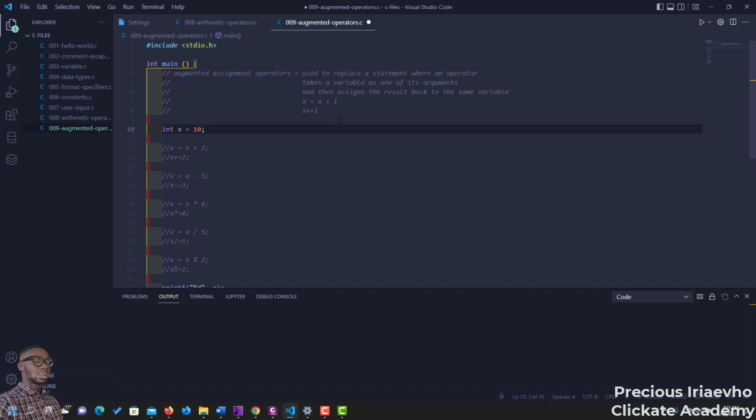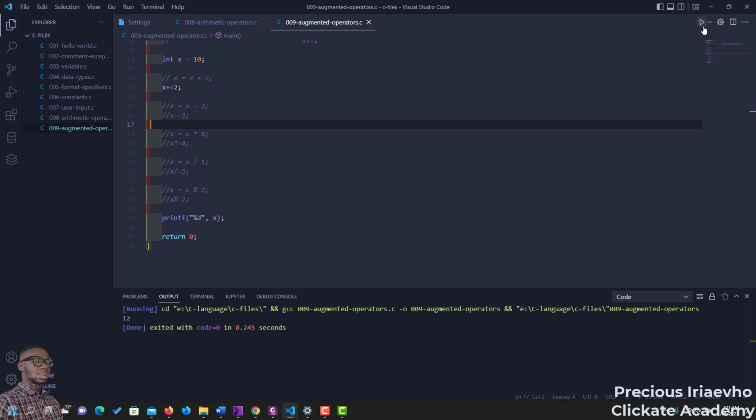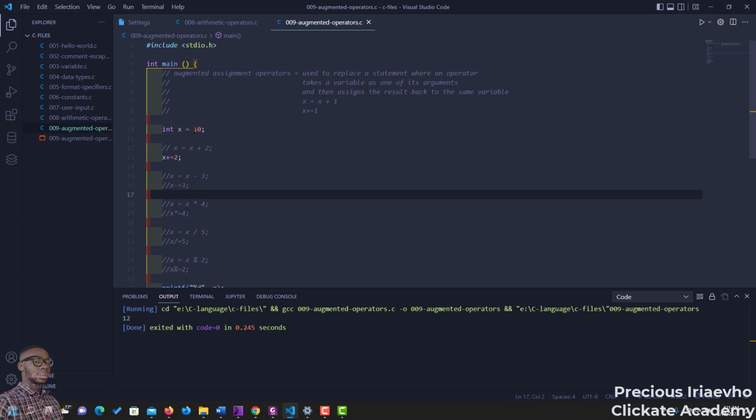So let's proceed. So now, if we want to add 2 to x, which is 10, we could do it like this. x is equal to x plus 2, but then using the augmented operator, we could actually do it like this. x plus is equal to 2, because it means x is equal to x plus 2. And let's print the result and let's see what we have on the output. So there you have it, 12. So that means 10 plus 2. So x is equal to x plus 2, and that is 12.